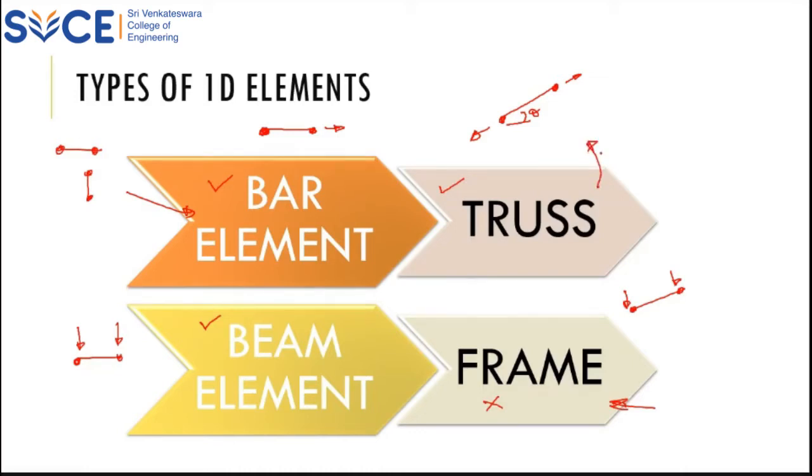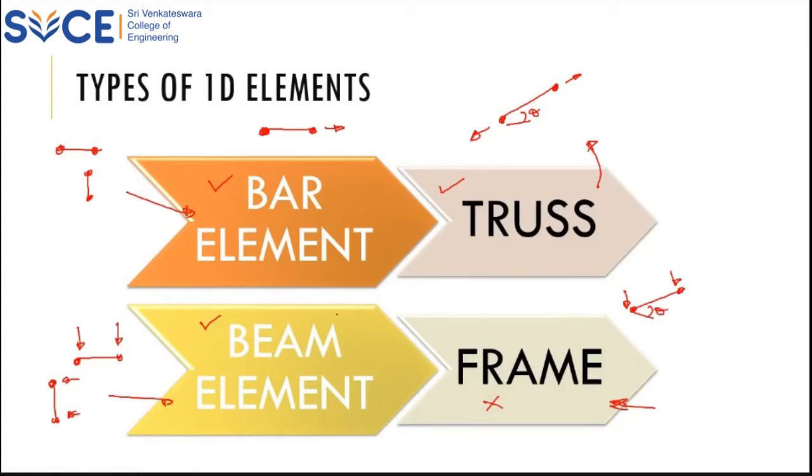Similarly, when a force is acting in the transverse direction, we call that a beam element. Either it may be horizontal or it may be vertical. So these are beam elements. But if it is inclined, we call it a frame element, at a particular angle theta.